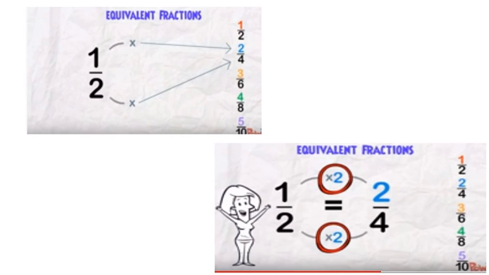Similarly, moving on further, if I multiply it with 3, I'll get 3 by 6. If I multiply it with 4, I'll get 4 by 8. And if I multiply it with 5, I'll get 5 by 10. Let us take one more example.